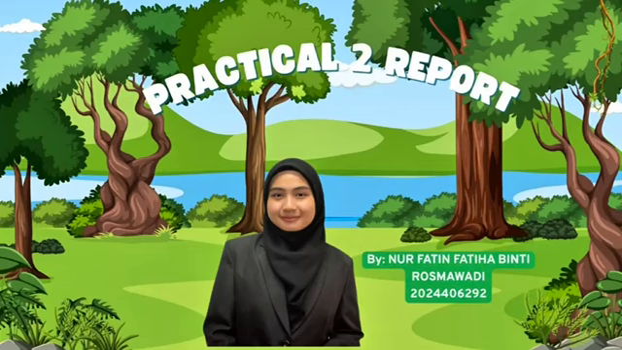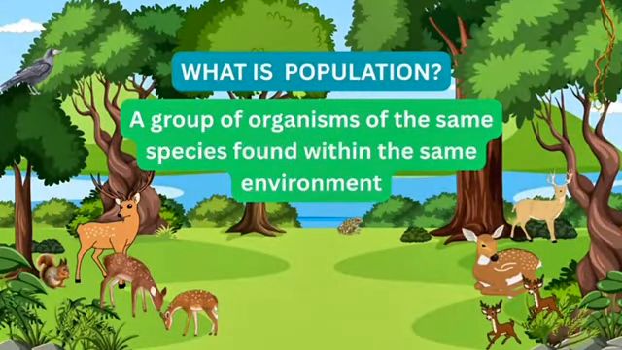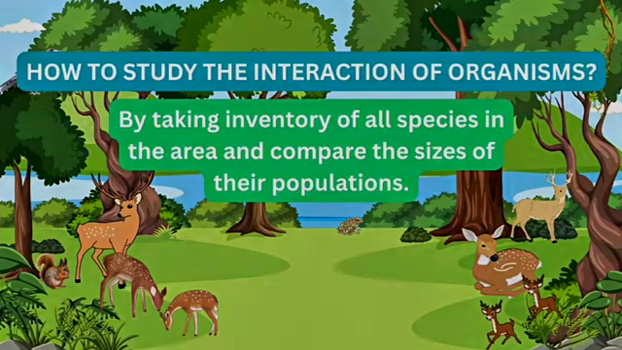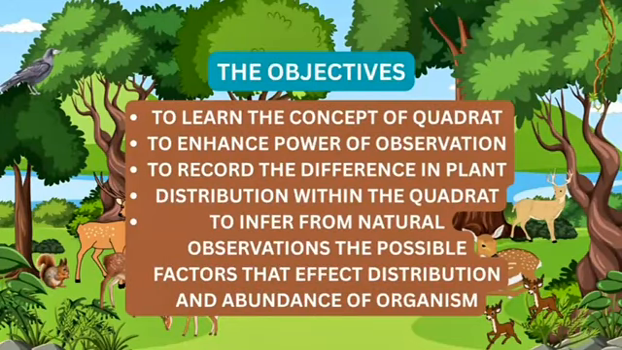Assalamualaikum. My name is Nafatin Fatiha and this is my Practical 2 report. What is population? Population is a group of organisms of the same species found within the same environment. How do scientists study the interaction of organisms? They do it by taking inventory of all species in the area and compare the sizes of their population. And these are the objectives of this practical.